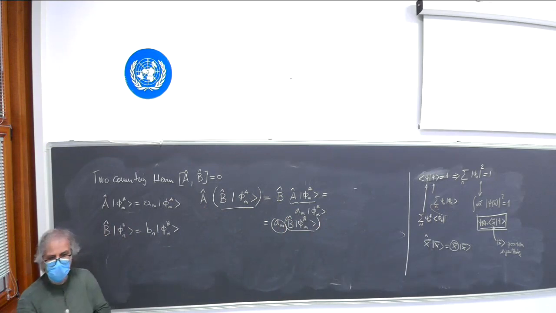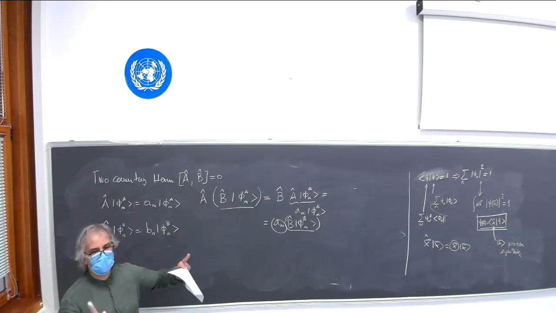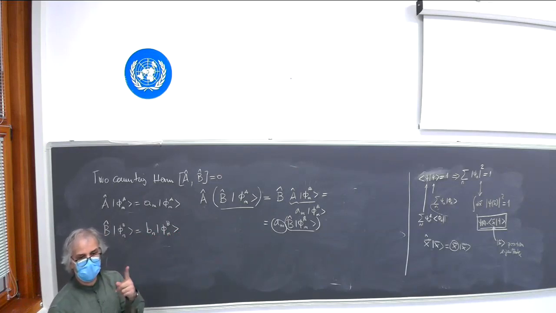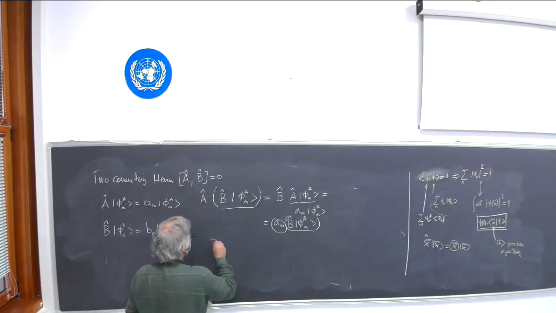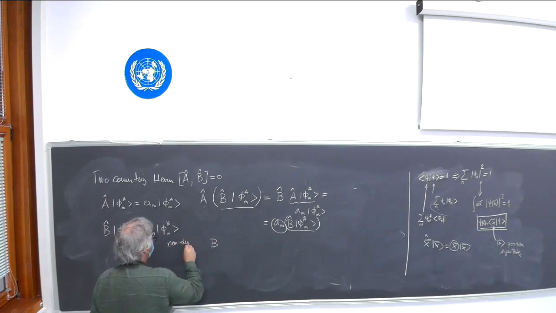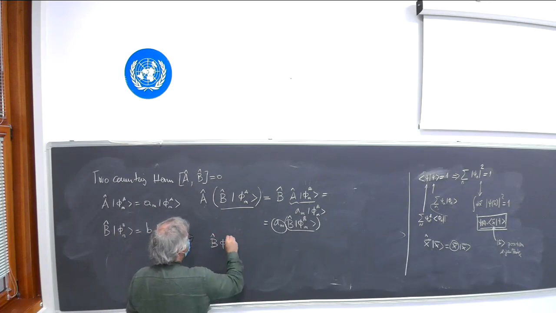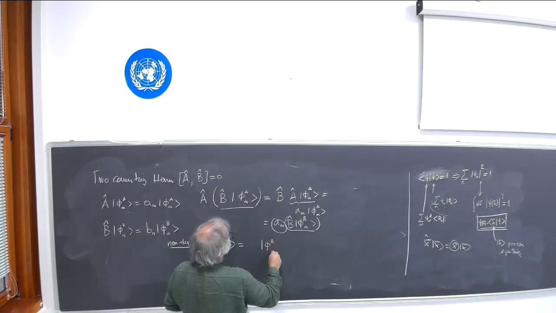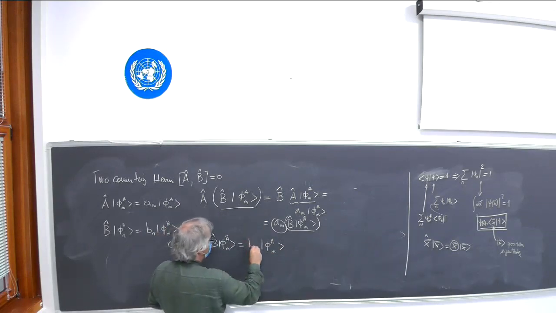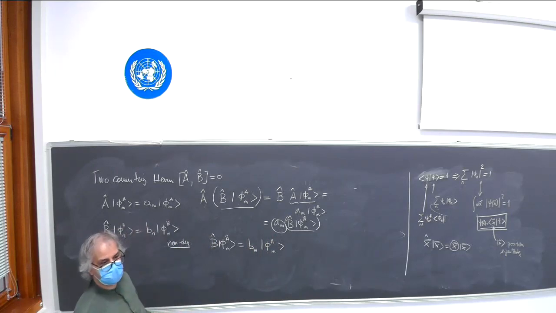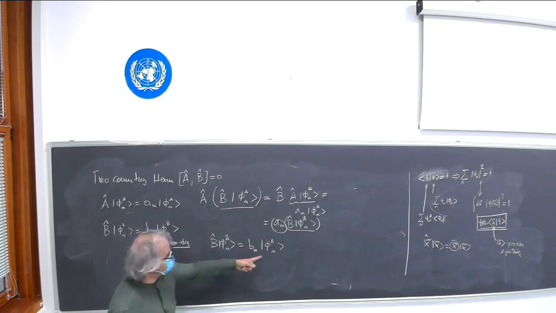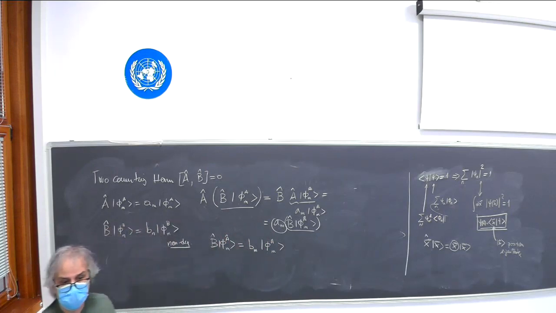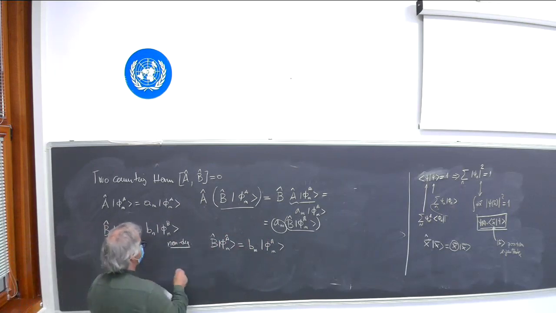So there are two possibilities. The simple one is that A M was non-degenerate. There was a single vector with eigenvalue A M. Then we immediately conclude that B phi A M must be proportional to this object, because there are no other eigenvectors of the operator with the same eigenvalue. Proportional with some number, let me call the number B M. You're done. This is also an eigenvector of B. In principle, the numbers are different and can vary, but the basis is the same.